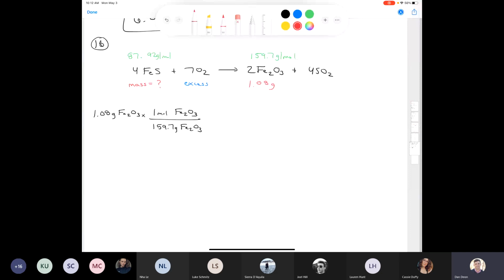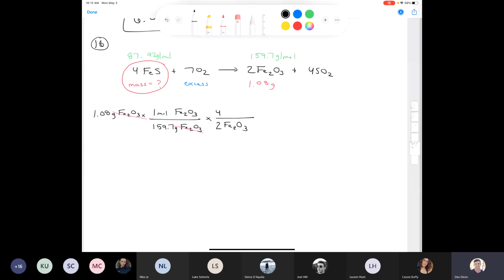Now, if I was to stop right here, and I know I do this a lot, all we would have is the number of moles of iron(III) oxide. In order for us to figure out the mass of iron(II) sulfide that we need, we're going to need the number of moles of iron(II) sulfide, won't we? But we can use this beautiful balanced equation that's been provided to us, because we know that for every 2 moles of iron(III) oxide that gets produced, we consume 4 moles.